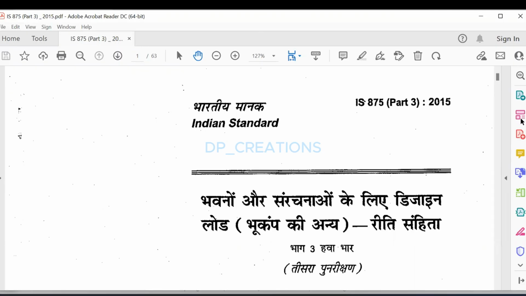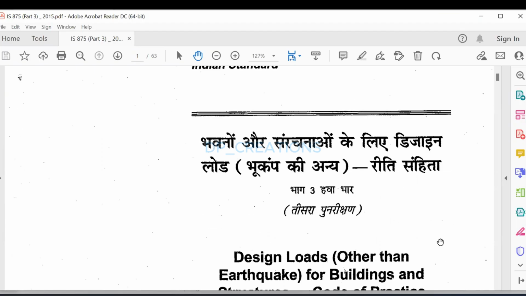But due to the erratic behavior of wind in the Indian coastal regions, the IS code has been revised recently, in 2015. So henceforth, please follow IS 875 of 2015, not the previous one of 2000 or 1987. This code has many changes from the previous code. That's why you have to follow this code.